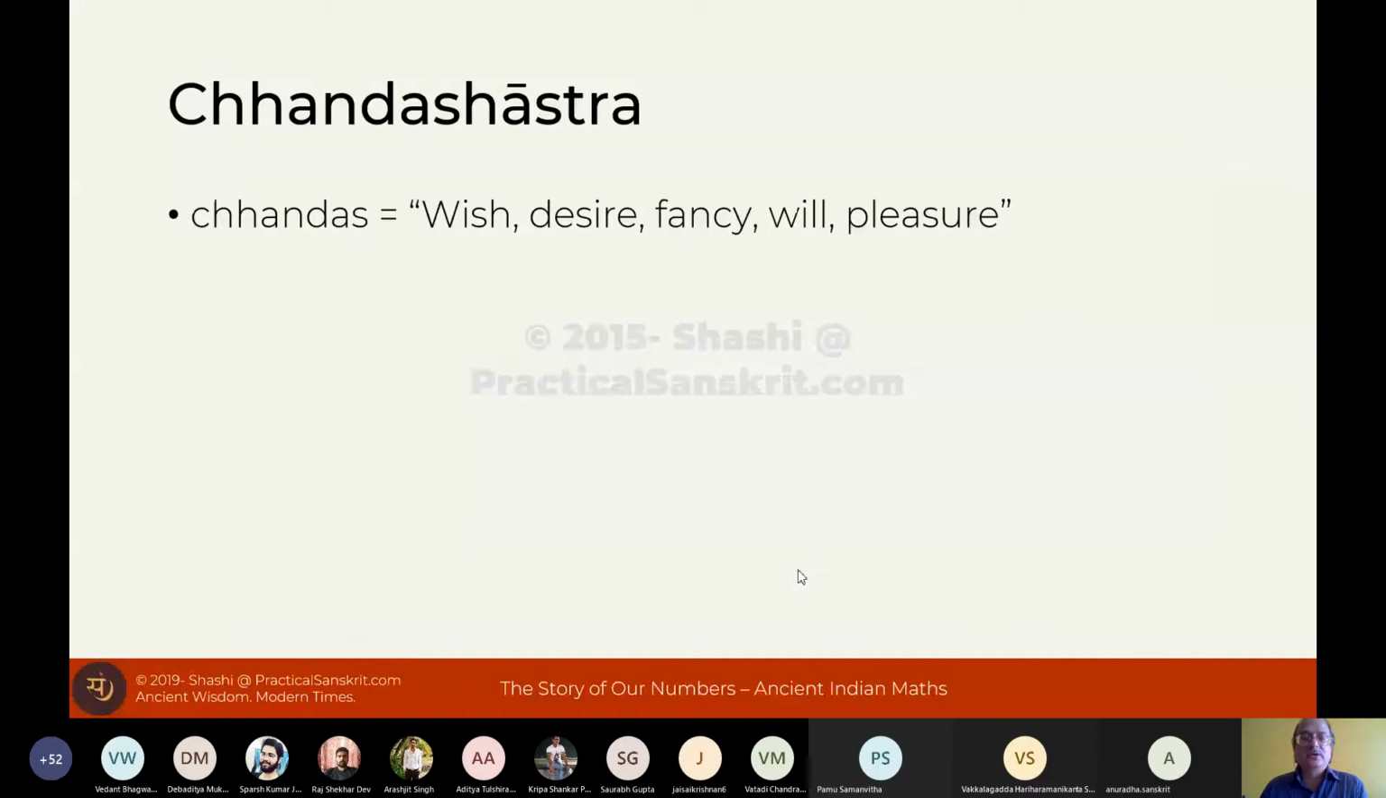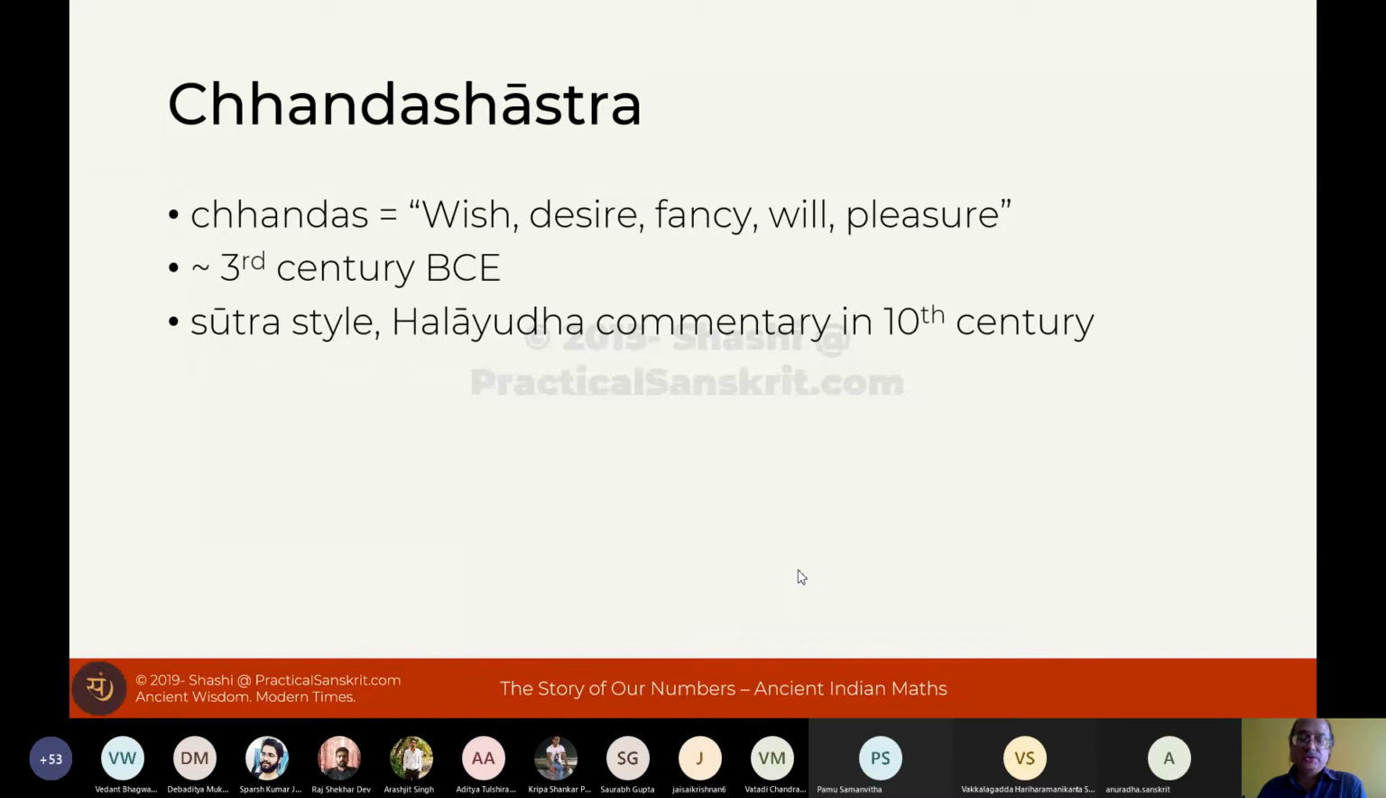So let's look at what is going on here. So Chandas, as we mentioned, Chanda itself means something that is pleasing. And Chanda Shastra is the Shastra of prosody or poetry or meters. And Pingala was born around the 3rd century BCE. And his work is in a sutra style, even though it is called Shastra. It is in a sutra style. And Halayudha is another person who gives a commentary on it in the 10th century. That is one of the commentaries that is available.